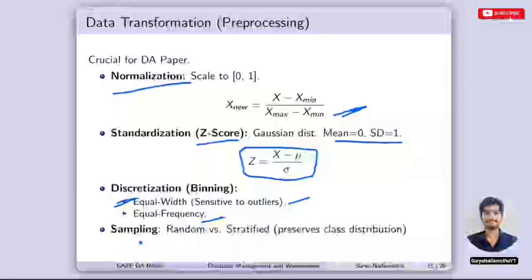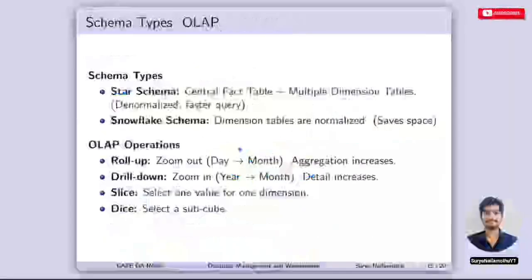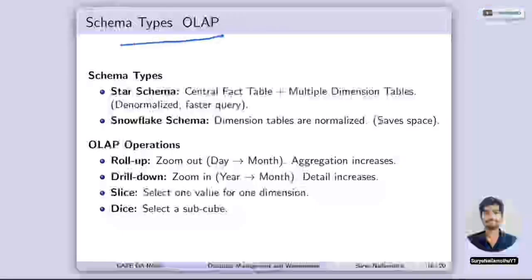Sampling. Sampling means we need to take some random data points for the execution process by applying the pre-processing step. This is known as sampling. Schema types, OLAP. OLAP means online analytical processing.